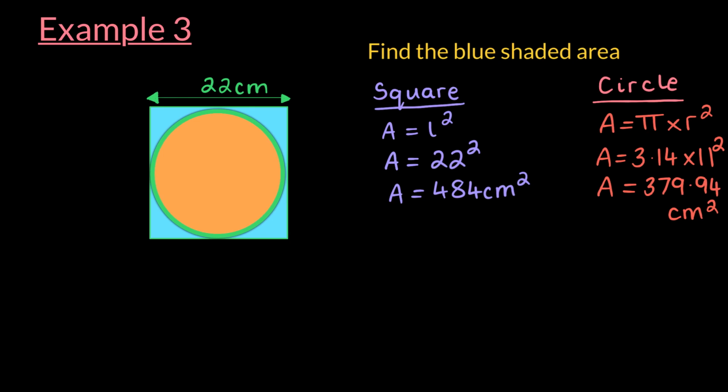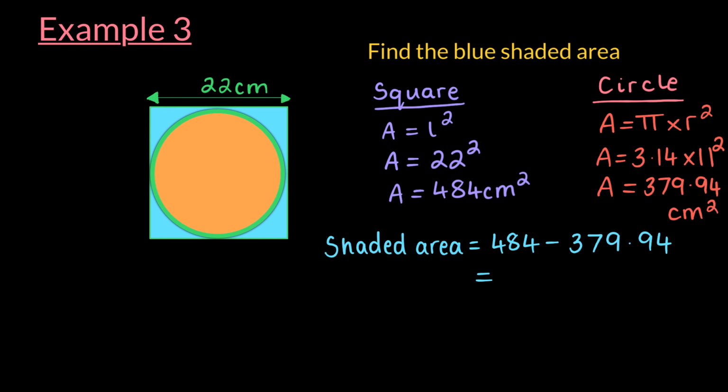So now we know the area of the square around the outside, and we know the area of the circle on the inside. And what we need to work out is the difference between them, so the shaded area. So the shaded area will just be what you get when you take 379.94 away from 484. And since we're using a calculator for this, we can just do that in our calculator, and it works out that the shaded area is 104.06 square centimetres.